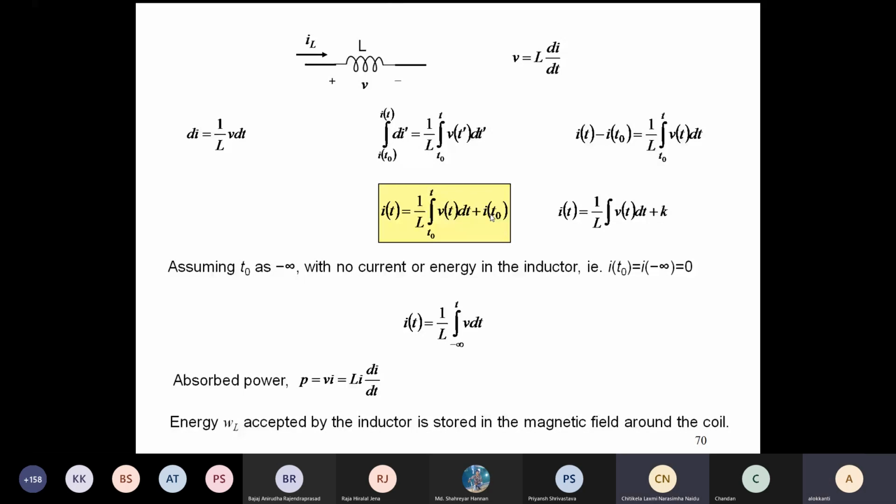Yes, I got it. So the energy accepted by the inductor is stored in the magnetic field around the coil. The specialty of the inductor is that it generates a magnetic field, and the energy is stored in the coil. Let us do some of this. So V equal to L di/dt. So this change is change in energy.